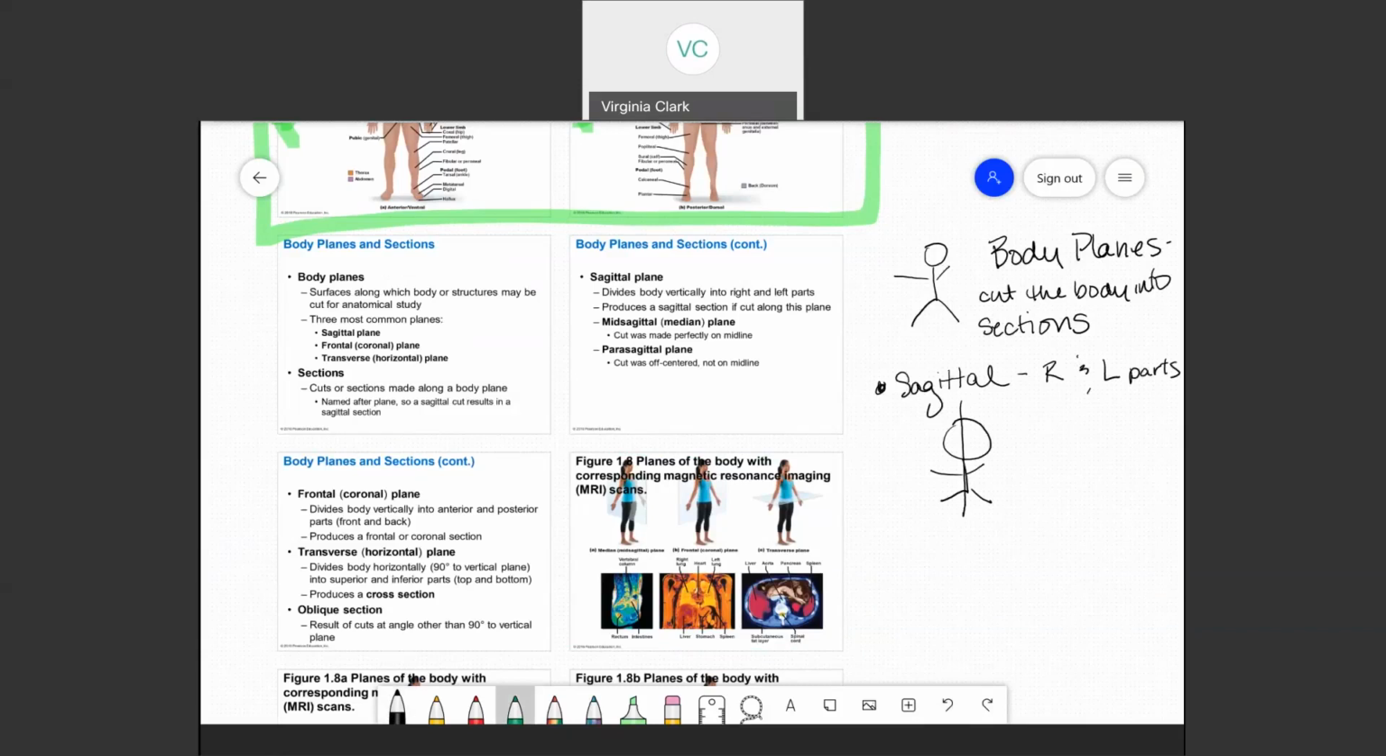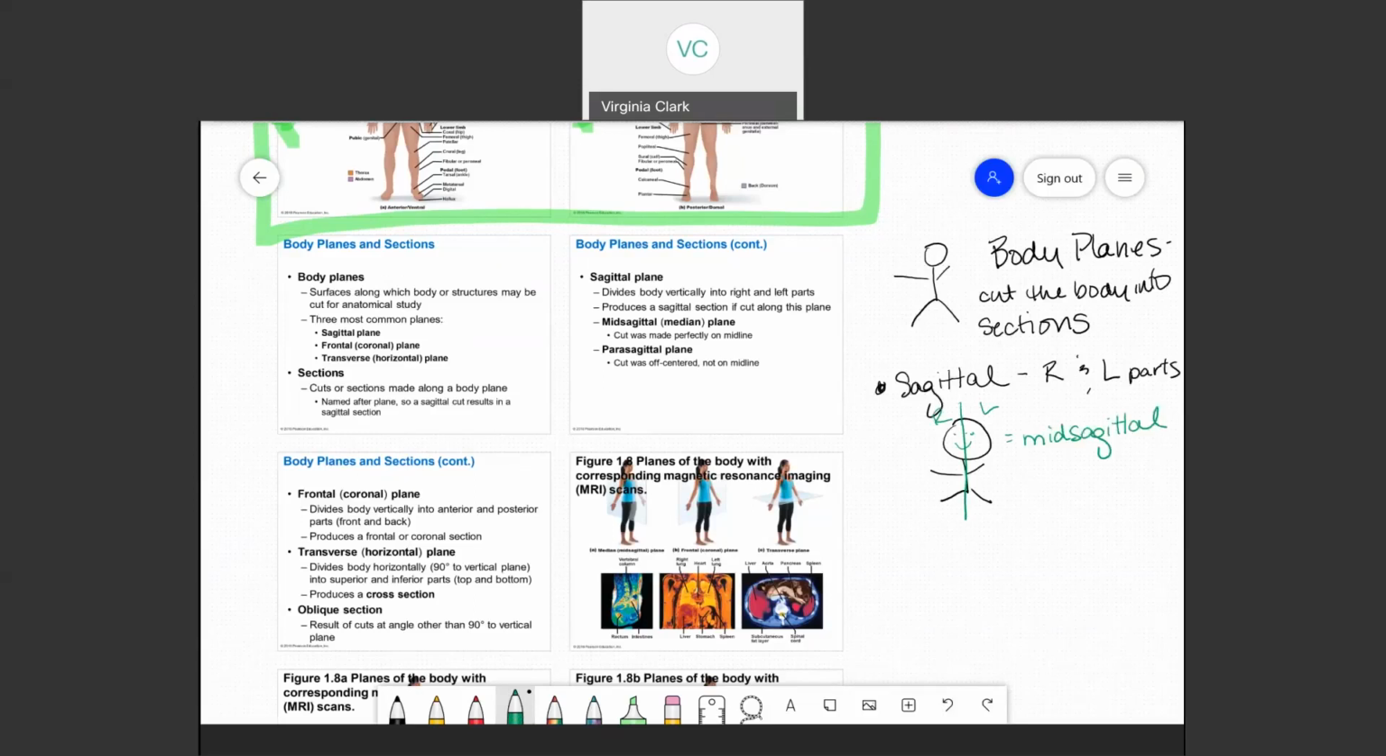And if you chop him right here, you are going to have a right side and a left side. So you've cut him in half. If you do it right down the middle, where he has an eye on either side and he is perfectly symmetrical, you have done the mid-sagittal.